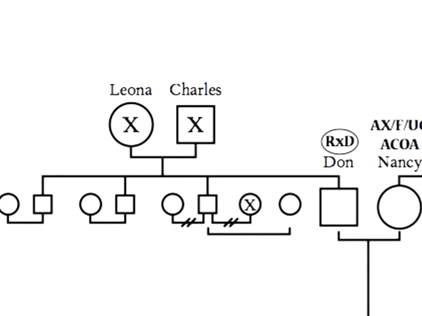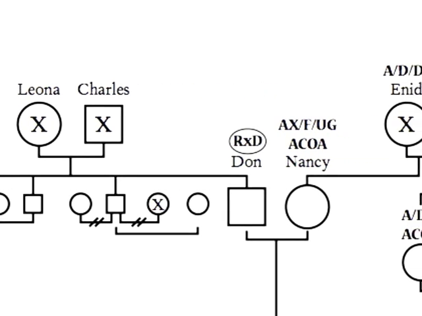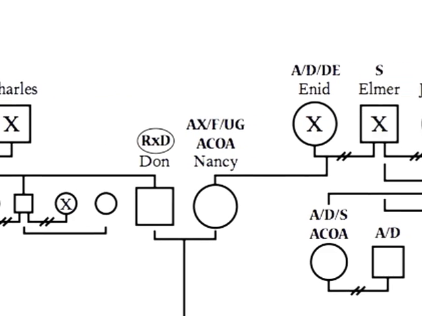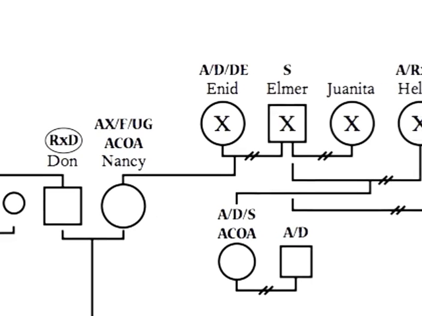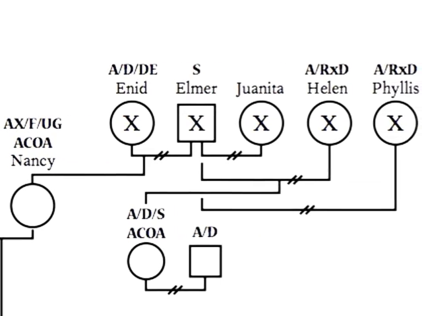Continue drawing each generation just like this. You connect the lines and shapes for siblings, children, and other relatives. You keep all the members of the same generation on the same row.